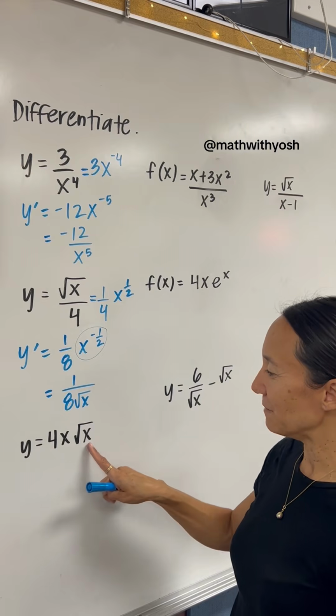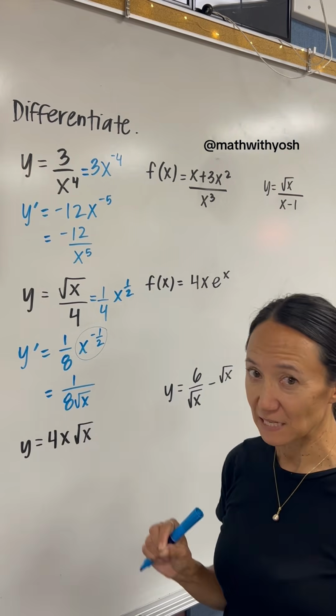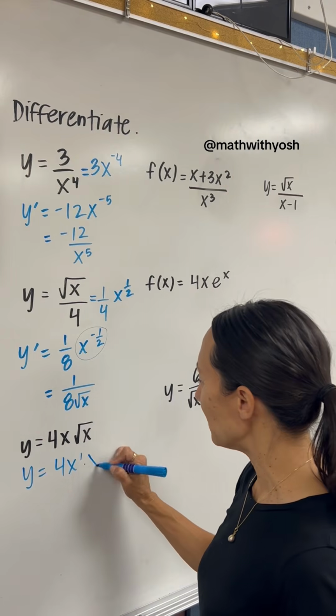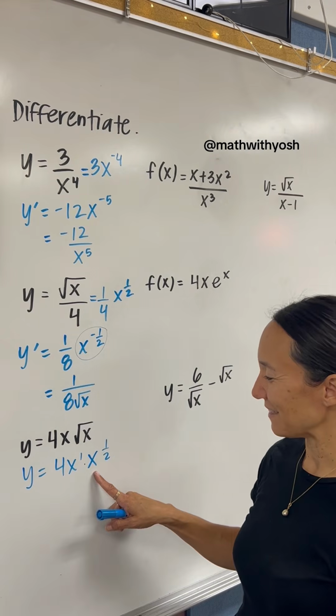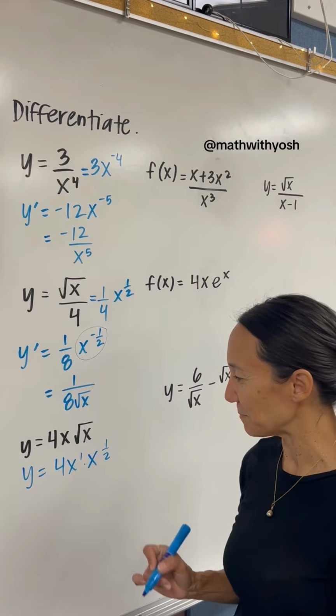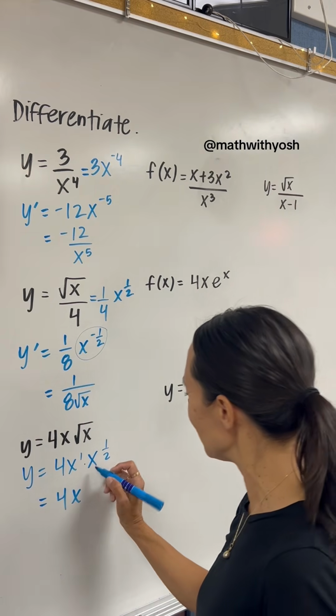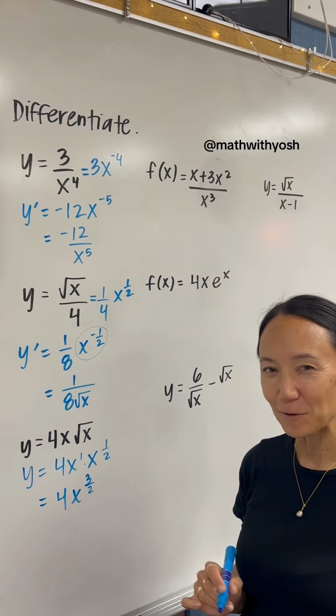For this one, we want to rewrite it so you have 4 and then x to a single power. This is really just x to the 1, and this is x to the 1/2. And to multiply these together, you leave the base the same, but then you add the exponents. So you get 1 plus 1/2 is 1.5, or 3/2. Now we can take the derivative using the power rule.